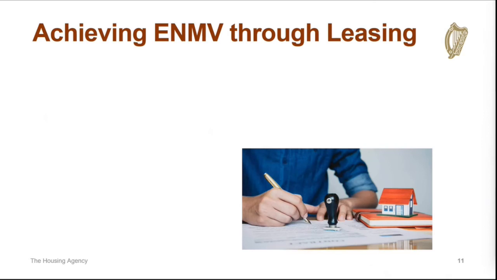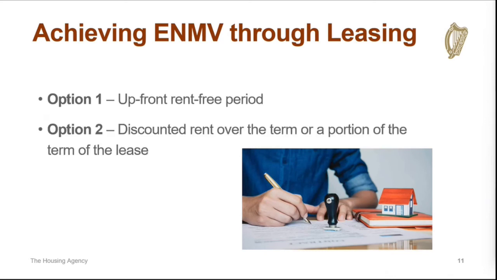Like all of the alternative options, when agreeing leasing under Part 5, the equivalent net monetary value must also be achieved. Under the leasing option, this can be done in one of two ways: an upfront rent-free period or discounted rent over the term or a portion of the term of the lease. In both cases, the local authority or nominated AHB are landlord to the tenants and are also responsible for paying rent to the owner of the property. As this is a leasing arrangement, the local authority will never own these properties themselves.